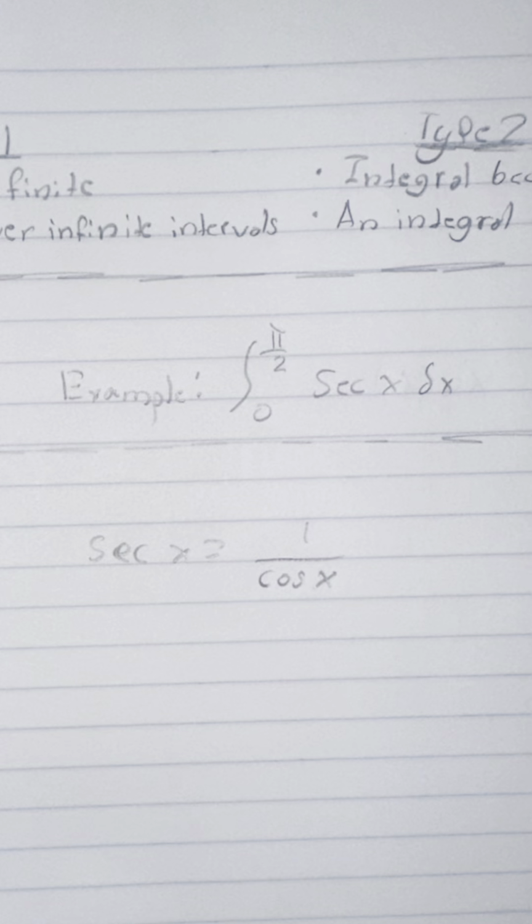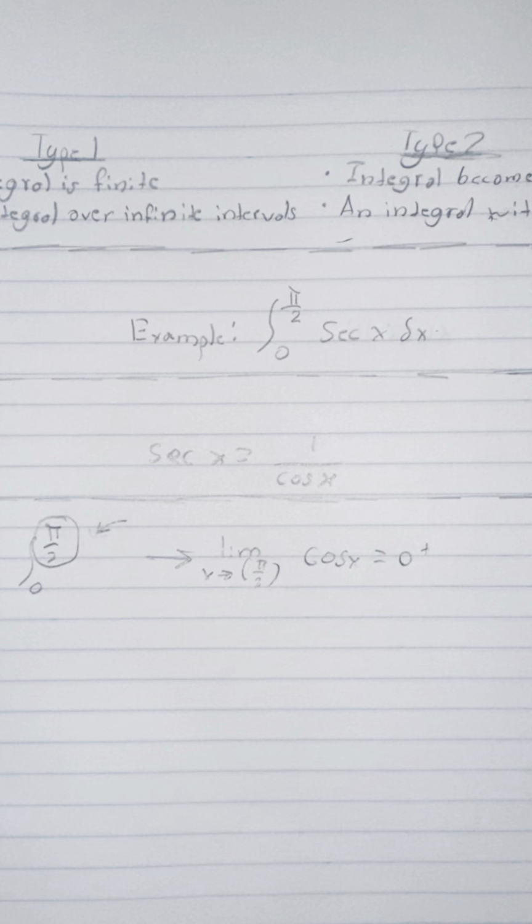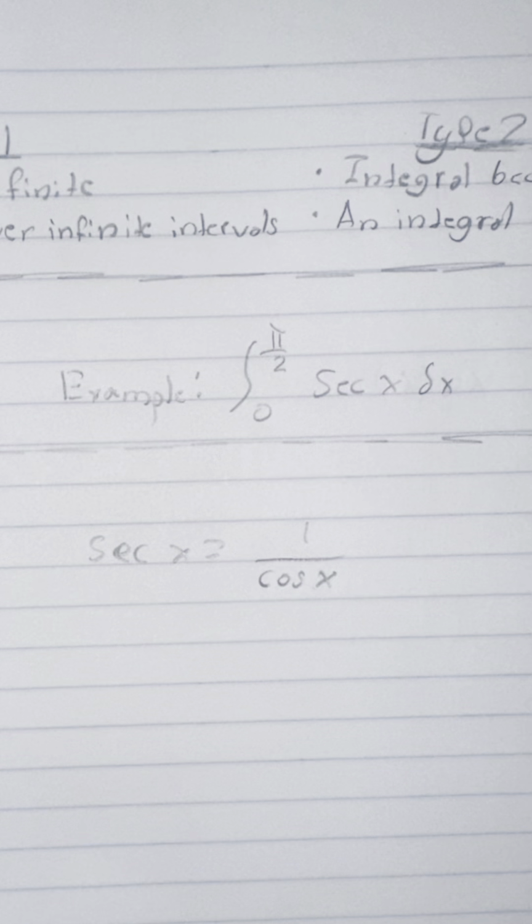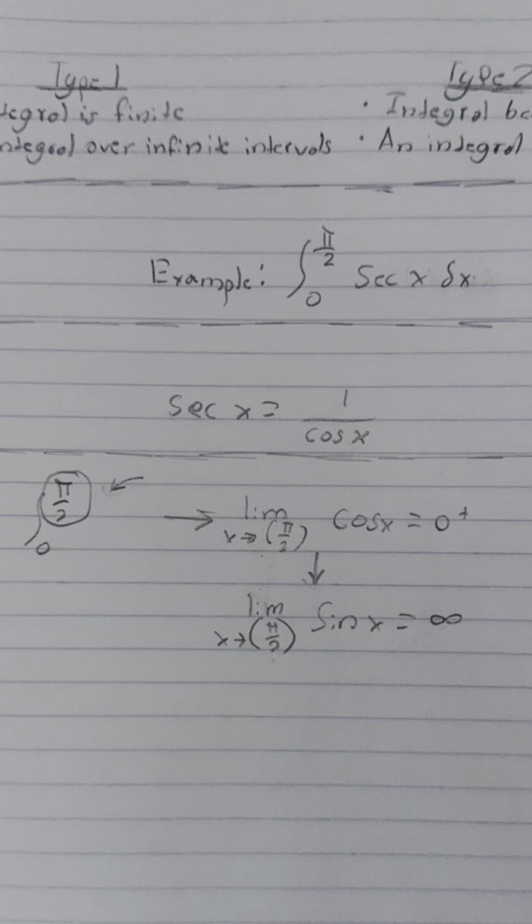Now, when we take a look at the problem, we can see that the integrand is secant x, and by definition, secant x equals 1 over cosine x. If we look at what happens near the top endpoint, pi over 2, we can say that cosine goes to 0. More precisely, the limit as x approaches pi over 2 from the left of cosine x equals 0 from the positive side. Now, because cosine goes to 0, secant, which is 1 over cosine x, if you remember, grows without bound.